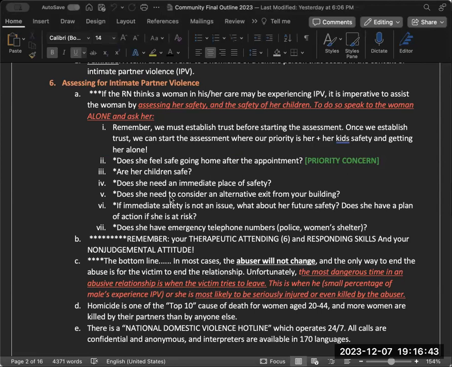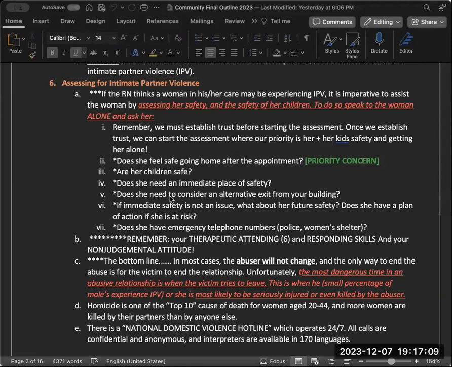Then we're going to ask, does she need any immediate place of safety? Does she need to consider an alternative exit from the building? If immediate safety is not the concern, what about the future? Does she have a plan? That's where we could start doing safety planning. Does she have emergency telephone numbers, police, a women's shelter, if she needs to go there with her children?